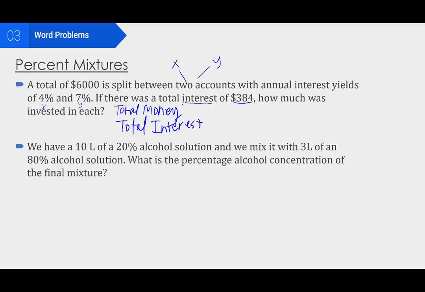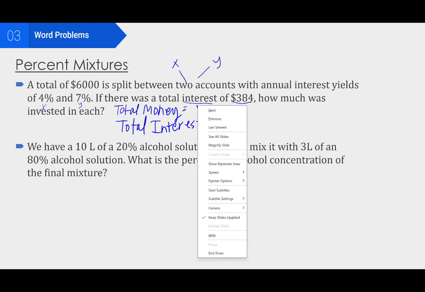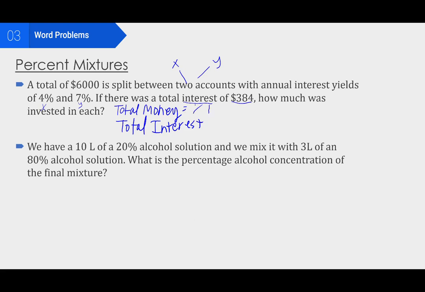Total money, we'd have just 6,000, right? So X plus Y, our two accounts, together equals 6,000. And then our total interest is going to be 4% times the X account and 7% times the Y account equals our total interest.